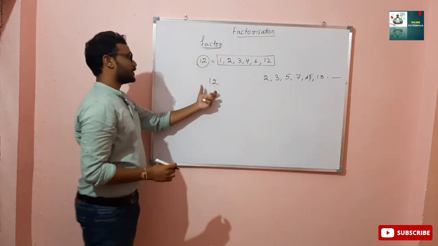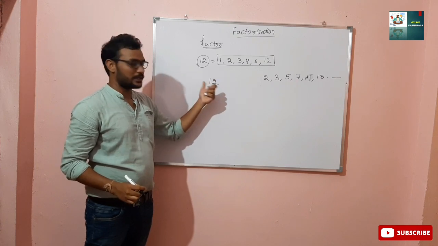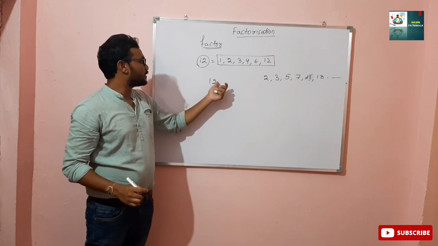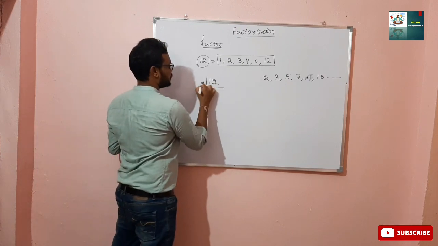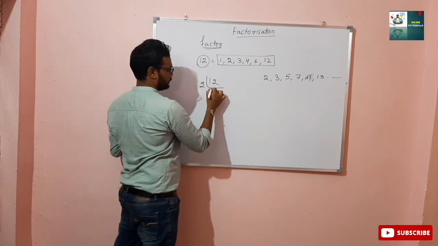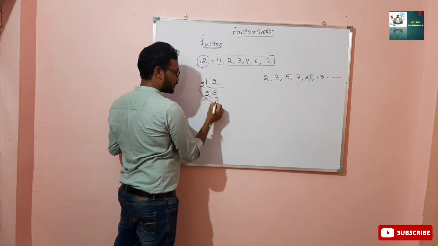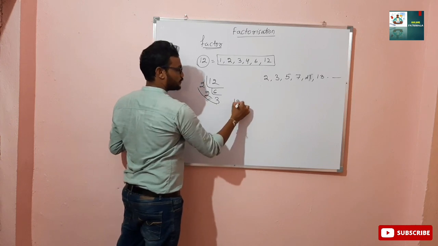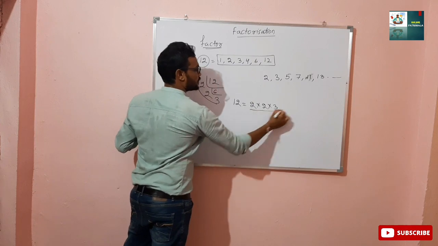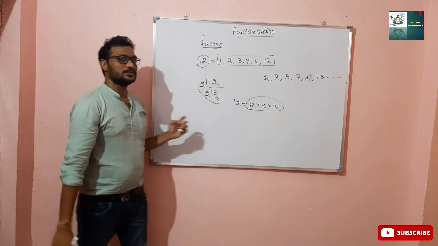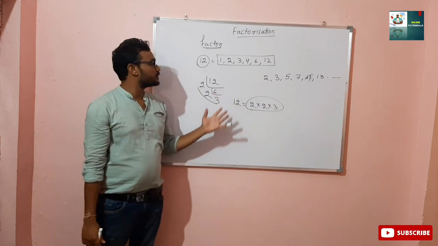So whenever a number is given, you factorize it: you make that number as the product of some prime numbers. Just like this, 12 is 2 times 6, then 6 is 2 times 3. Look, 2 into 2 into 3. All three numbers are prime numbers, right? So 12 can be written as 2 into 2 into 3. This is the factorization of 12.